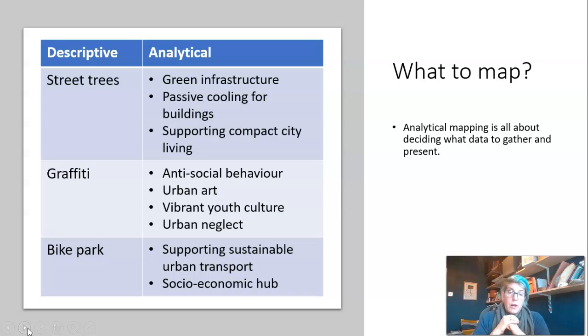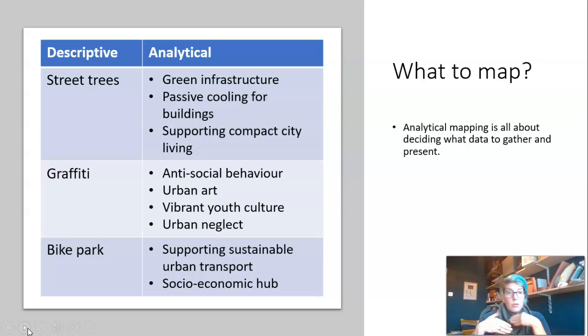So you could think about the table to the left here is showing 3 things that you could map in quite a descriptive way. So street trees, graffiti, and a bike park. So you could show where those things were. So here is some graffiti on the site. Here are some street trees. Here is a bike park.